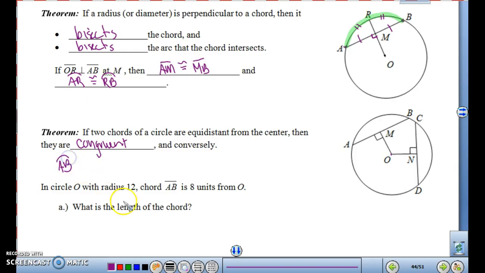All right, so, arc AB, not chord AB, or chord AB, not arc AB. AB will be congruent to CD. Now, also, conversely, if AB is congruent to CD, then the chords are equidistant from the center of the circle. They are cutting off the same amount of the circle.